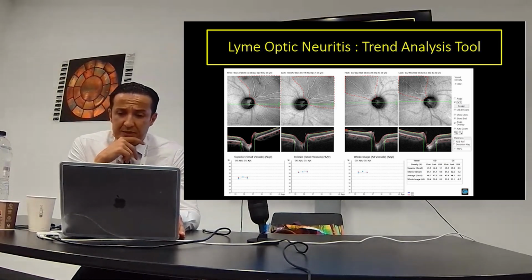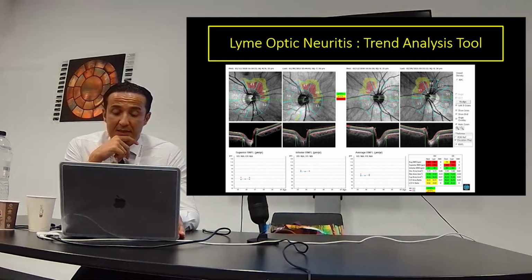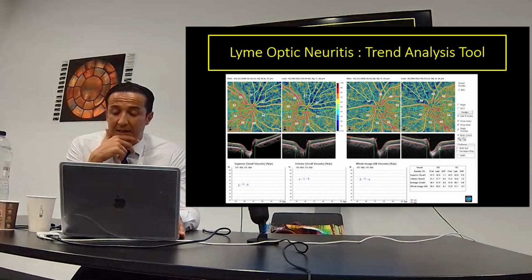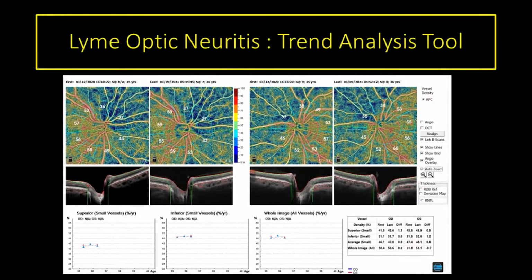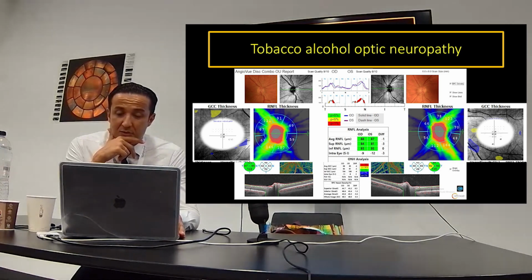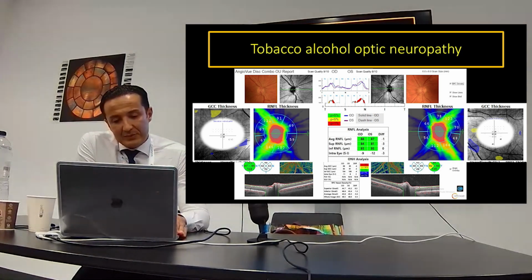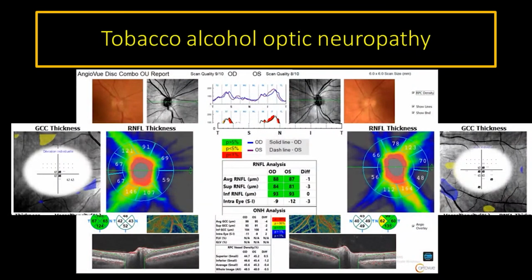Another case of the Lyme optic neuritis, you can see on en-face OCT the defect of RNFL on both eyes. And you can have a trend analysis of the RNFL and also with OCT angiography. Here in optic neuropathy, in a tobacco alcohol case, you observe the GCC thinning around the foveal avascular zone, and you can make a correlation with visual field as the presence of a central scotoma. So, with retinal OCT, you can use B-scan, en-face OCT, OCT angiography to make your diagnosis even in optic nerve analysis.